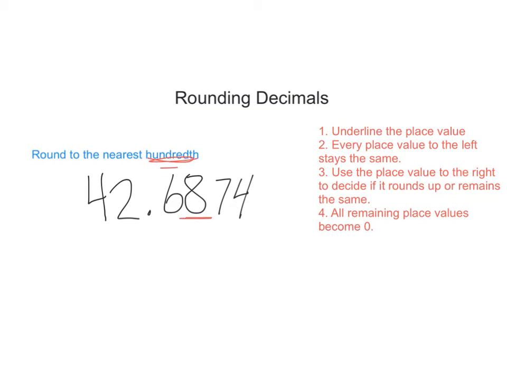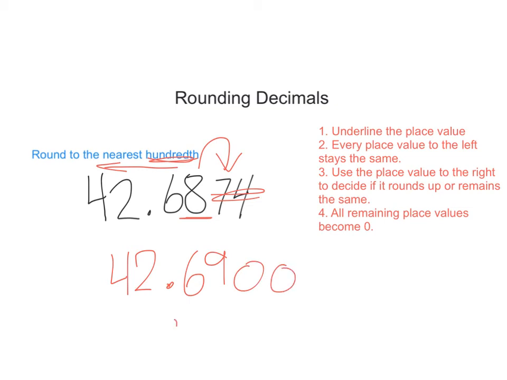Every place value to the left stays the same, so my 42.6 will remain the same. Use the place value to the right to decide if it rounds up or stays the same. To the right of the 8, we have 7. 7 is 5 or above, which tells me to round that 8 up to 9. And step number 4, every place value to the right becomes a 0. Both of these answers would be correct versions for rounding.